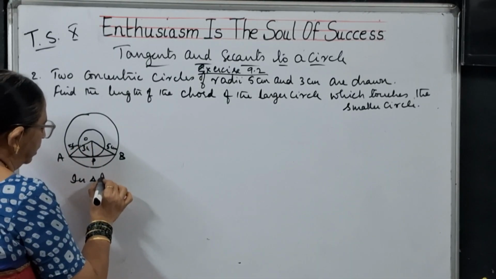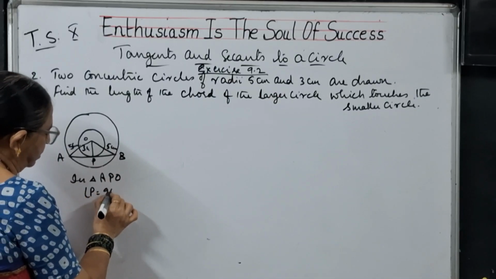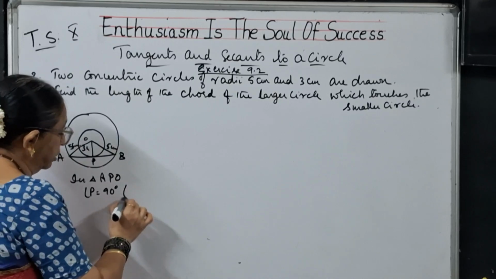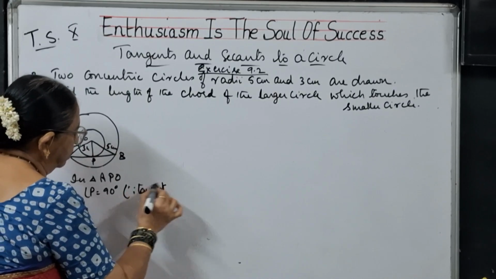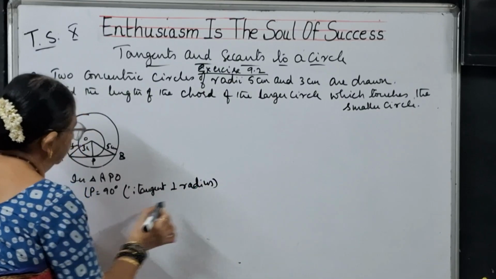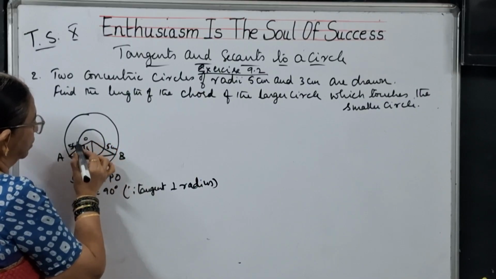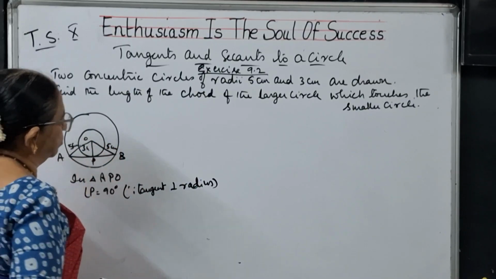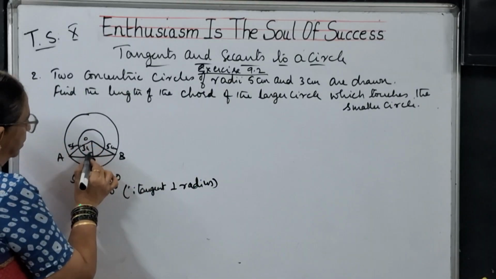In triangle APO, angle P is 90 degrees. Why is angle P 90 degrees? Because tangent is perpendicular to radius. So this is a tangent. Why are we calling it a tangent? Because this is a circle and it is intersecting the circle at one point. So it is a tangent. Angle P is 90 degrees.